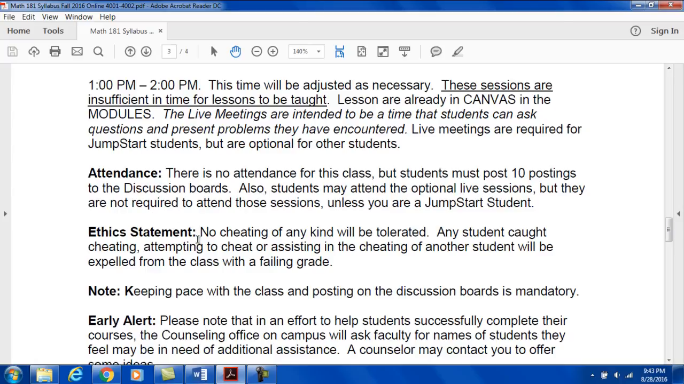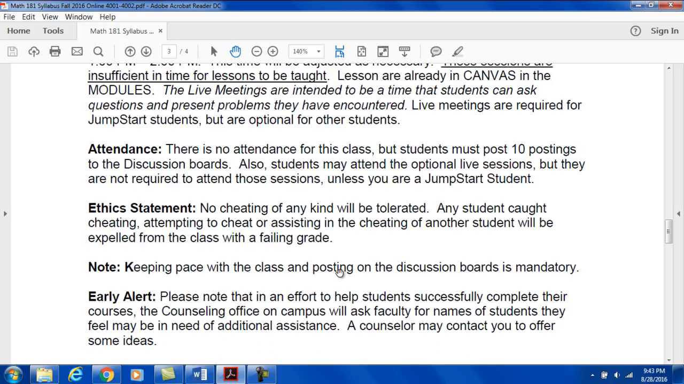Ethics statement. Sadly, I have to say this, and sadly, it's getting worse. I don't know what's going on, if it's a cultural thing or what, but no cheating of any kind will be tolerated. Any student caught cheating, attempting to cheat, or assisting in the cheating of another student will be expelled from the class with a failing grade.